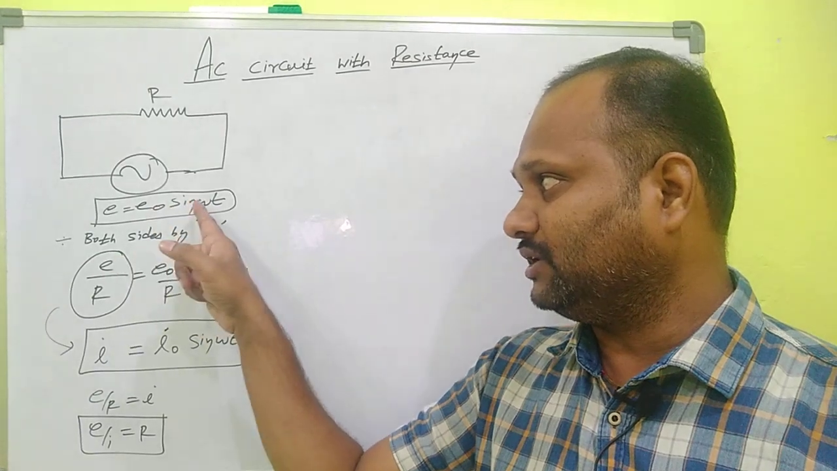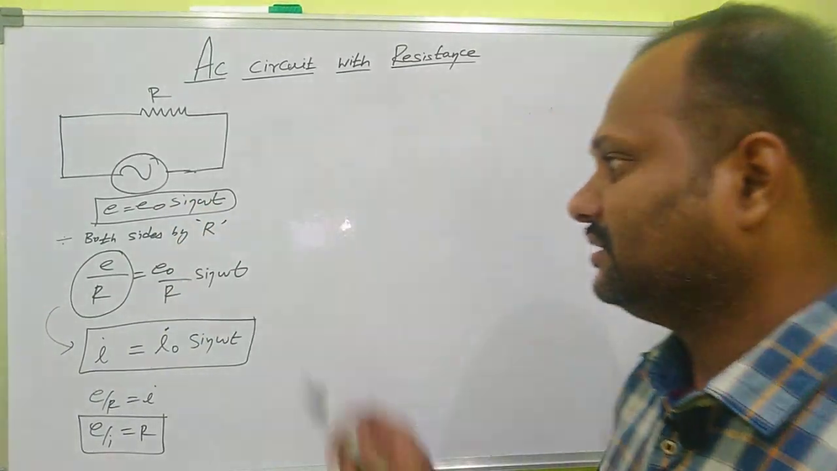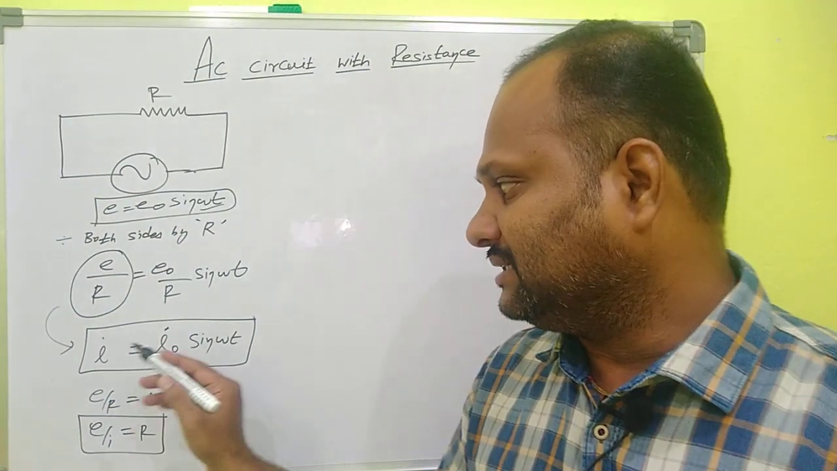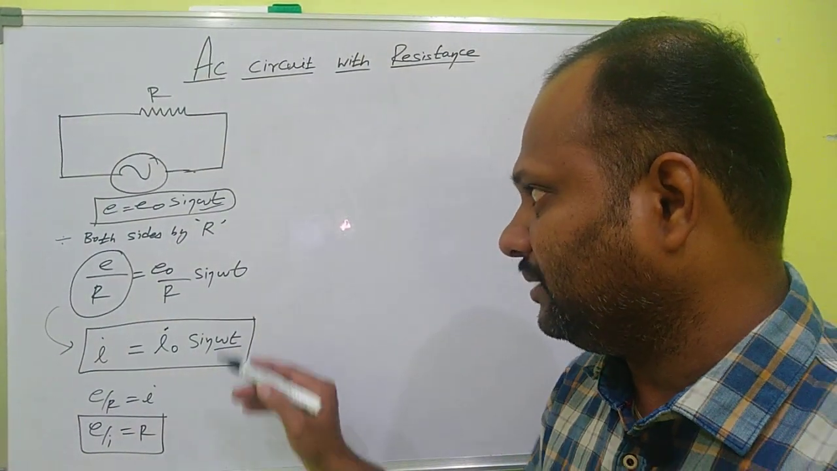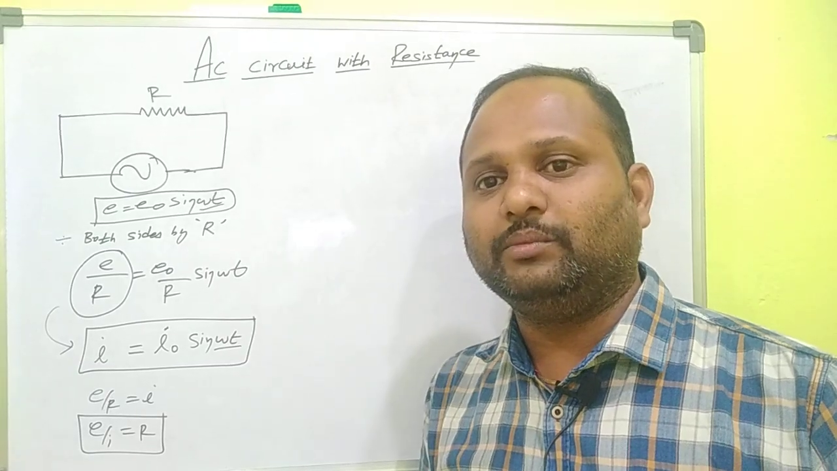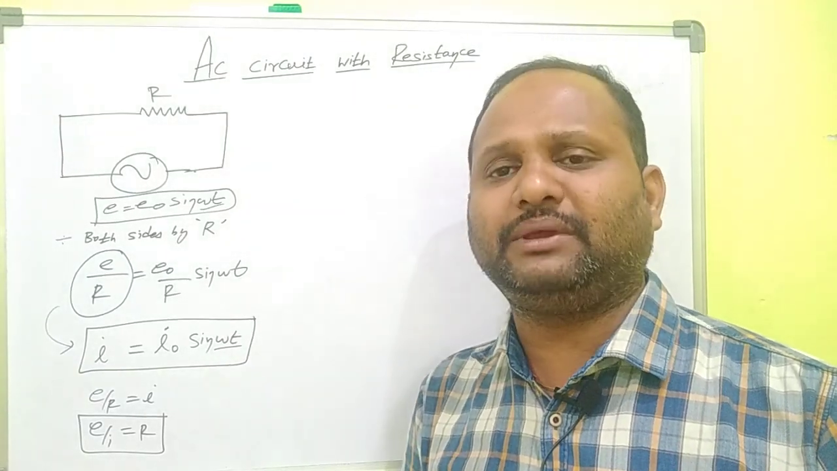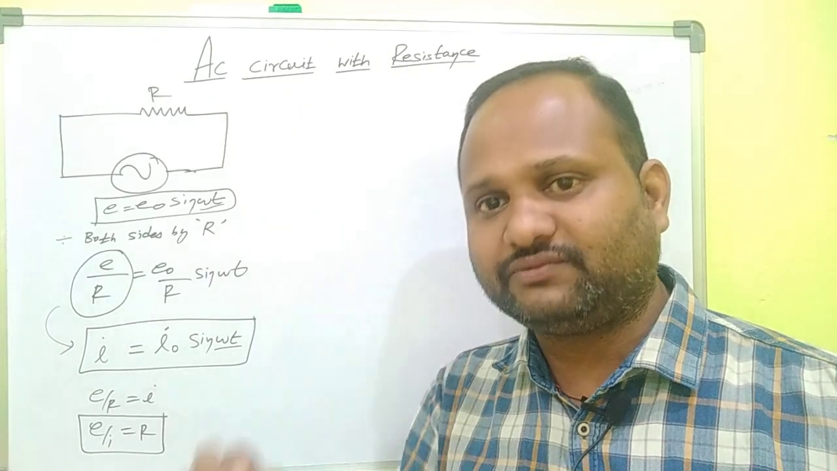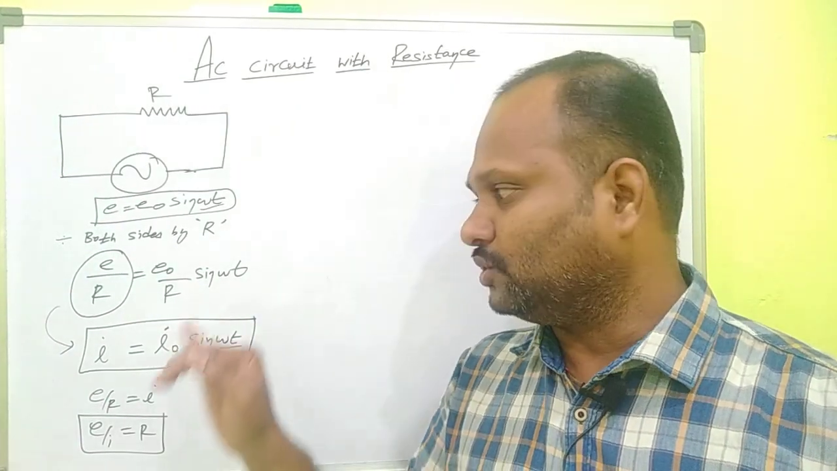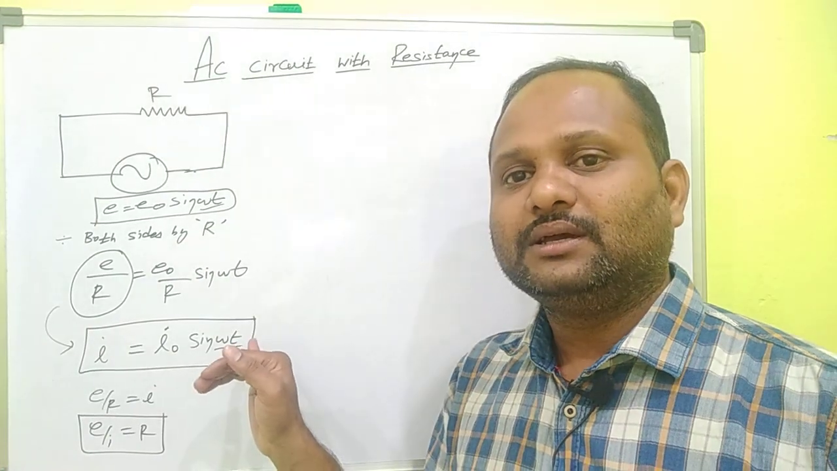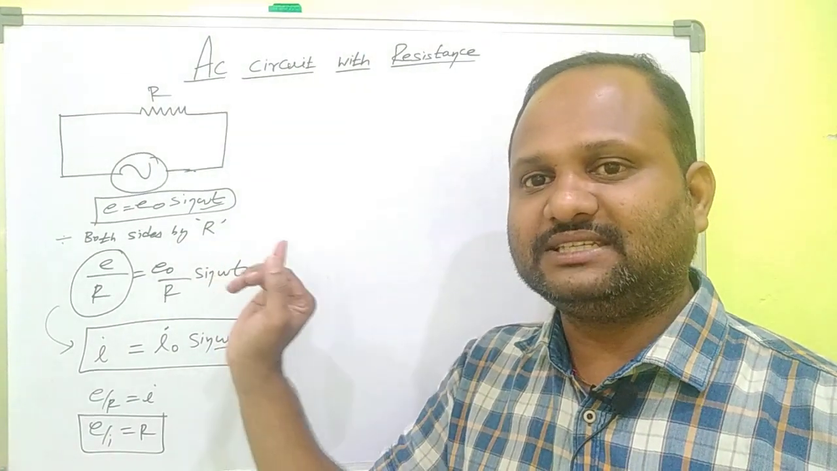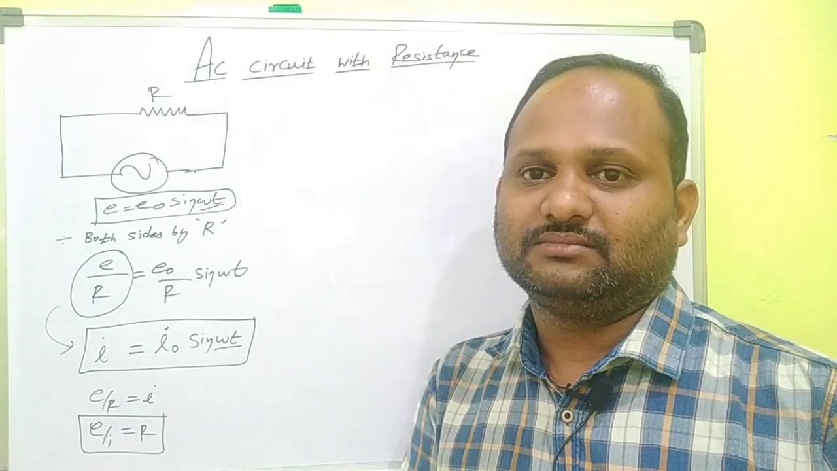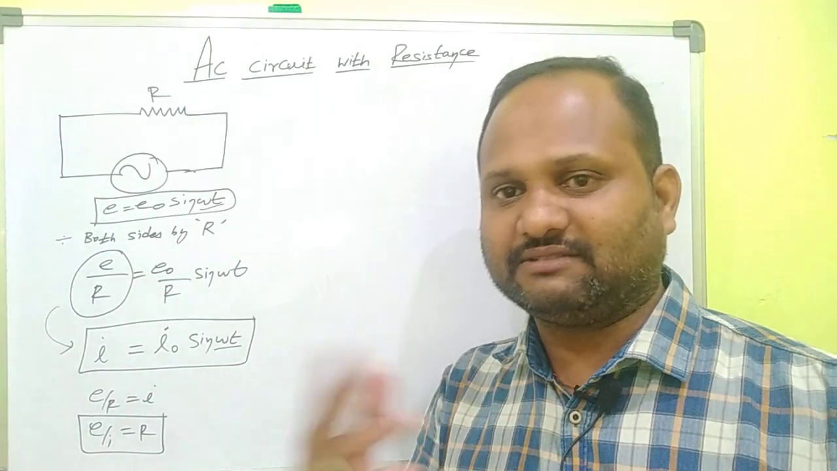Here E equal to E naught sin omega t. This is omega t. So I is equal to I naught sin, here also omega t. Both are at omega t. Both are at the same phase, omega t. So there is no phase difference between EMF and current. So the EMF and current are in phase with each other. What is the meaning of in phase? Here there is no phase difference, that is otherwise known as in phase.